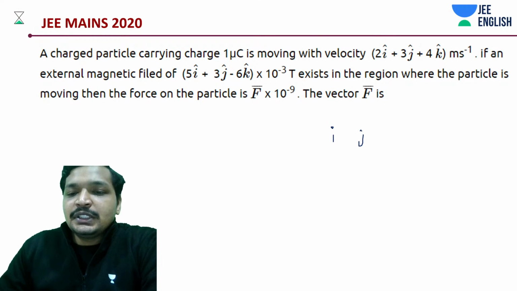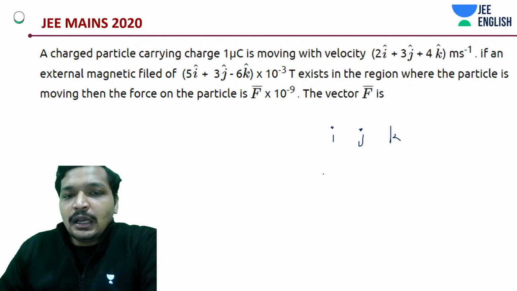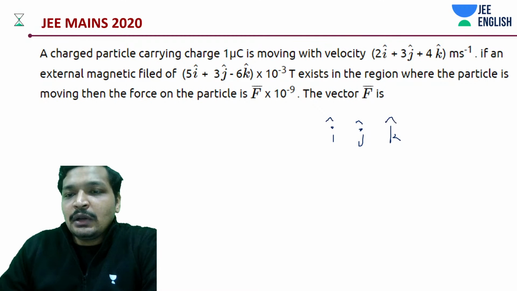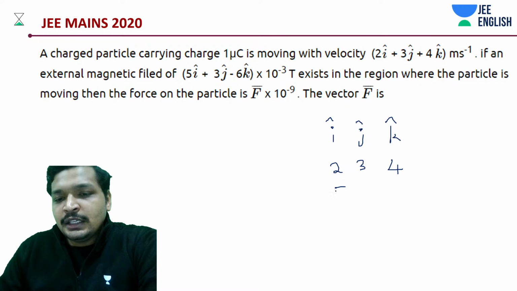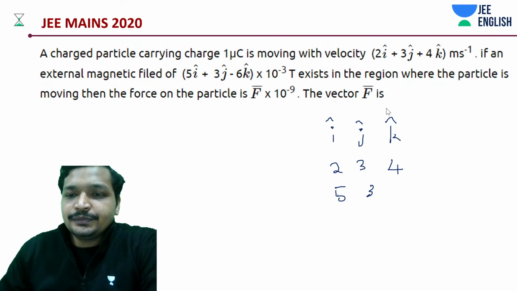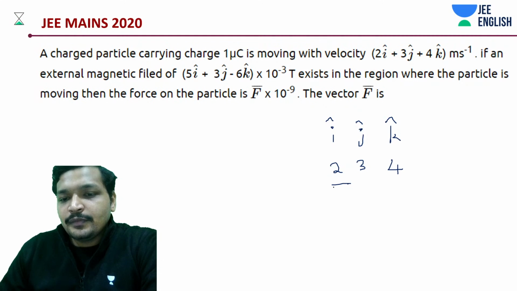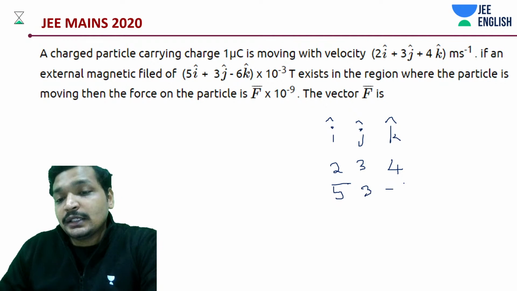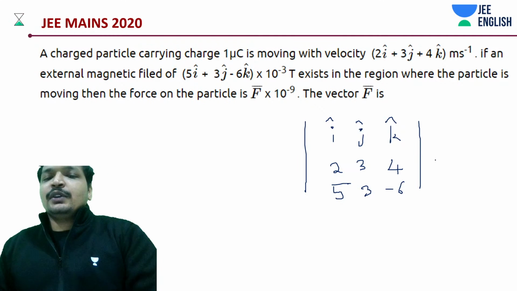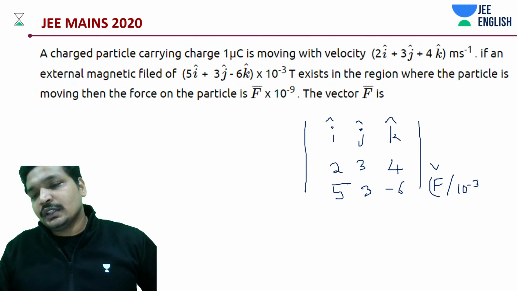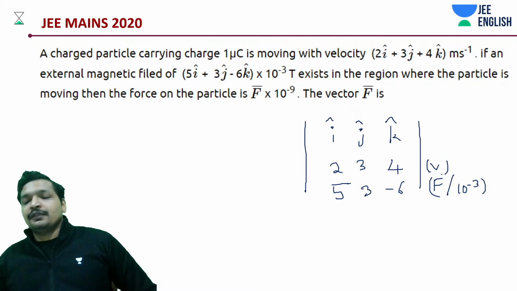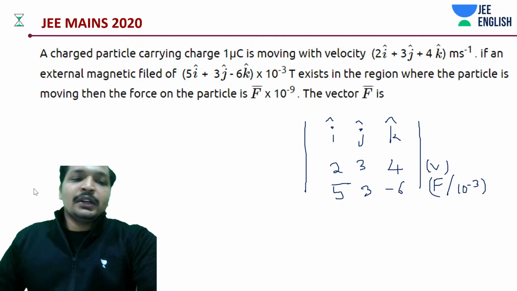Then what do you have? i cap, j cap, and k cap. And what do we have? 2, 3, 4, and 5, 3, and minus 6. Okay, we need to do the calculation. And this was our velocity. This was our force divided by 10 to the power minus 3. Make sure you're writing everything correctly if you have to do this cross, because easy questions are not meant to be missed.